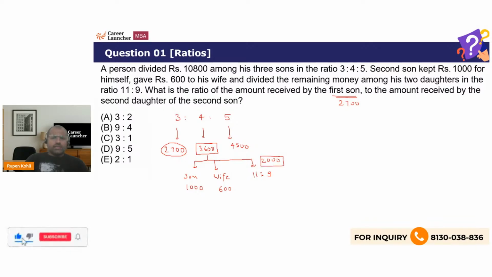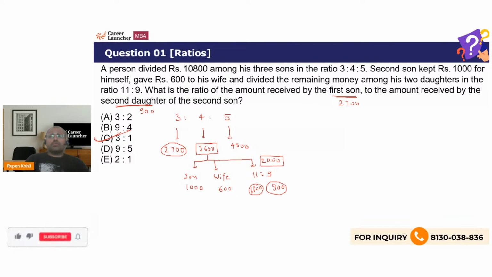So simply this is 11 plus 9 is 20. So this is 2,000. So into 100. So basically this is 1,100 and this is 900, right? So second daughter of the second son has got 900. So this is our 900 and this is our 2,700. So the ratio is 3 to 1, right?